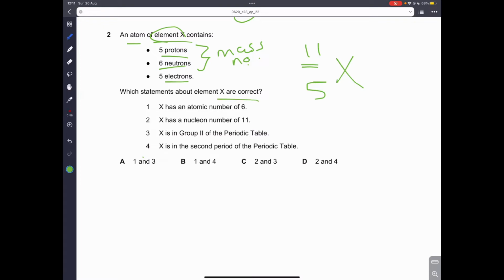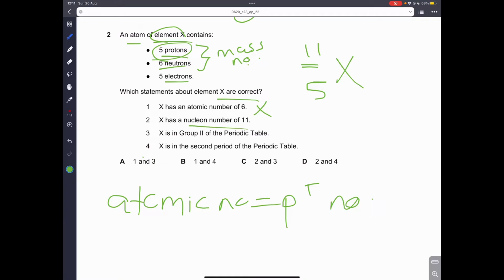So X has an atomic number of 6. Now this is wrong because remember, atomic number is the same as proton number. It says there are 5 protons, so this statement is clearly wrong. So let's look at statement number 2. X has a nucleon number of 11. This is correct. Nucleon number can also be called mass number.